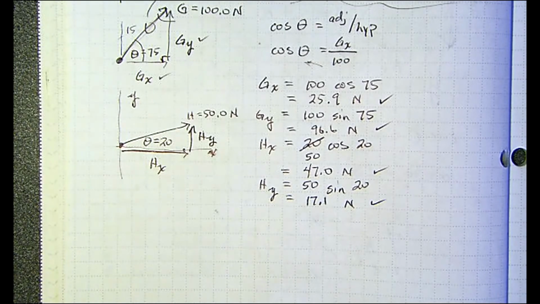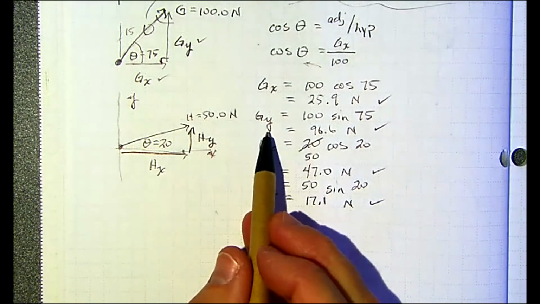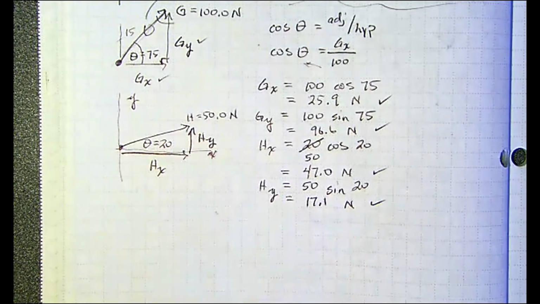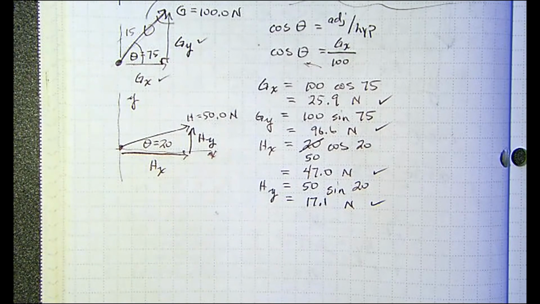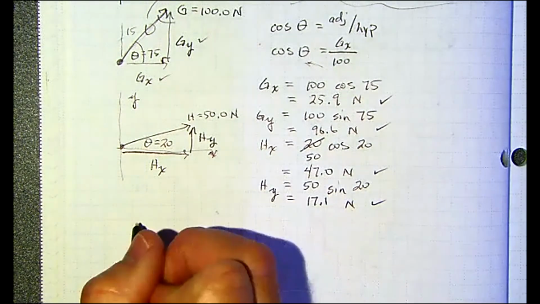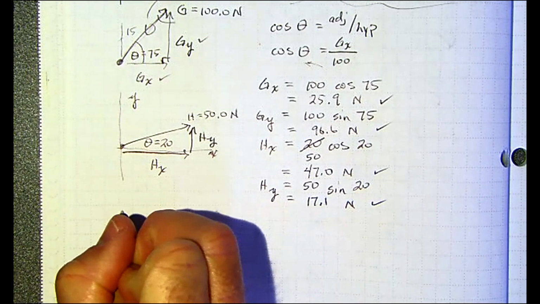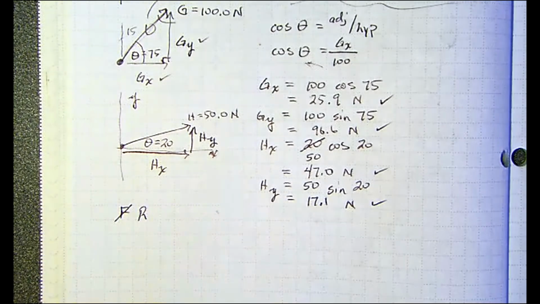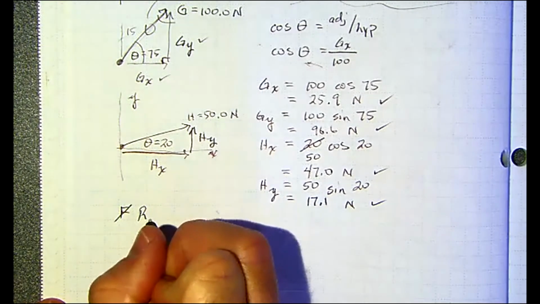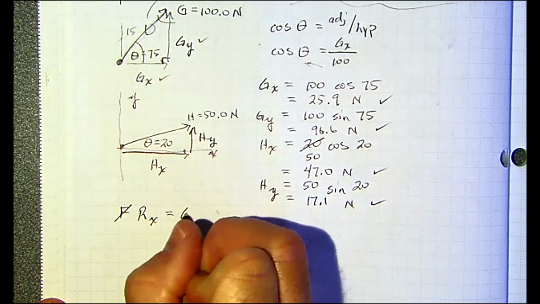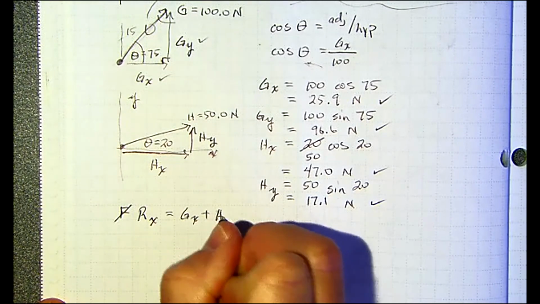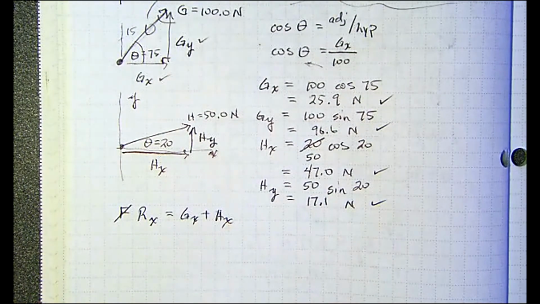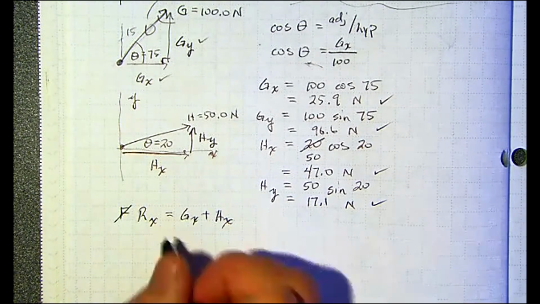Now that we have found G sub X and G sub Y and H sub X and H sub Y, what you have to do next is add up all the X's and all the Y's separately. If I want to know the result, I'm going to use R for the result. R sub x is going to be equal to G sub x plus H sub x. So I'm just taking whatever the x's are and adding them together.